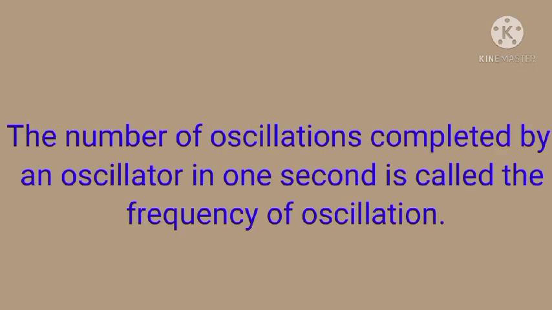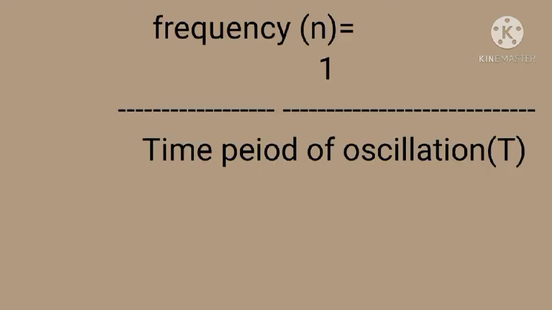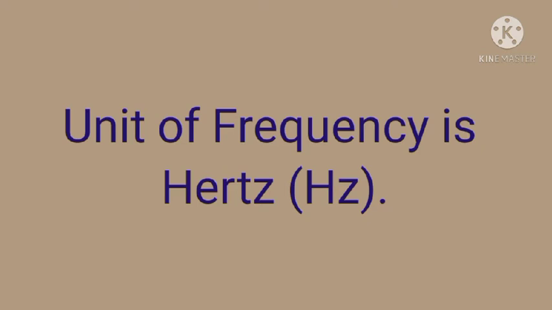Now the number of oscillations completed by an oscillator in 1 second is called the frequency of the oscillations. Means if an object oscillates 100 times in 1 second, then the frequency of that object is 100. And we can find the frequency of any object by using the formula 1 upon the time period of oscillations. Means how much time is required to complete the oscillation, and it is denoted by the letter n. n is equal to 1 upon T, and the unit of frequency is hertz, denoted by capital H and small z, Hz.